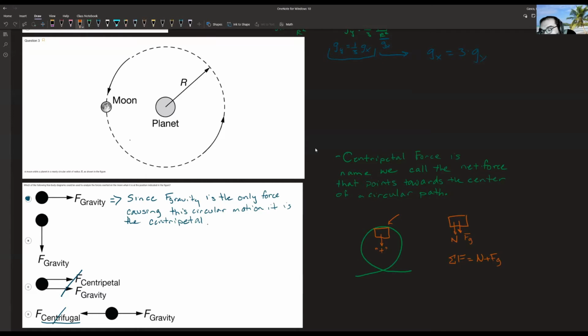So here, these two forces are positive and they point towards the center. That's why they're positive. And in this case, all of this right here is the centripetal force in this scenario.